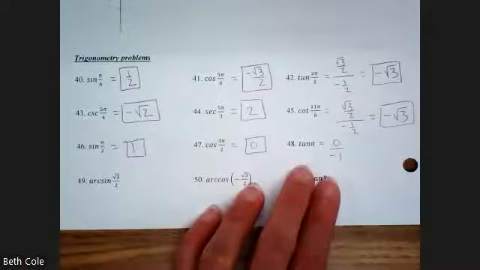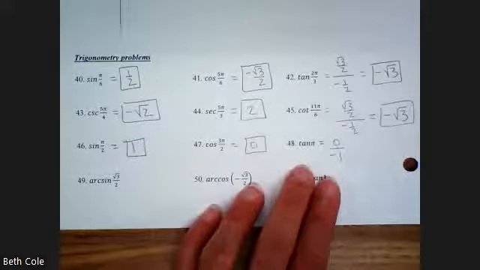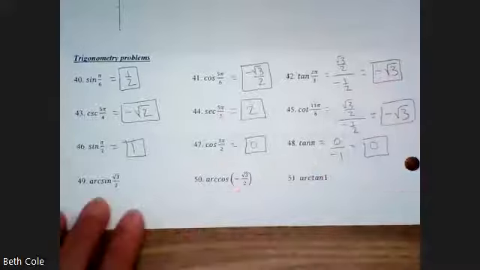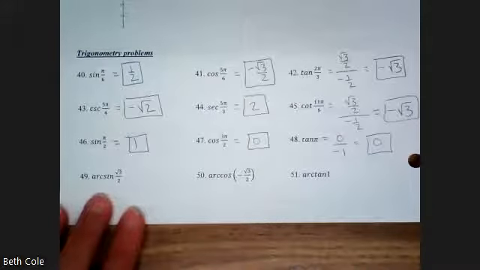$1 million question. Is that 0 or is that undefined? That is 0. You can't divide by 0. If 0 is in the denominator, that's when it's undefined.